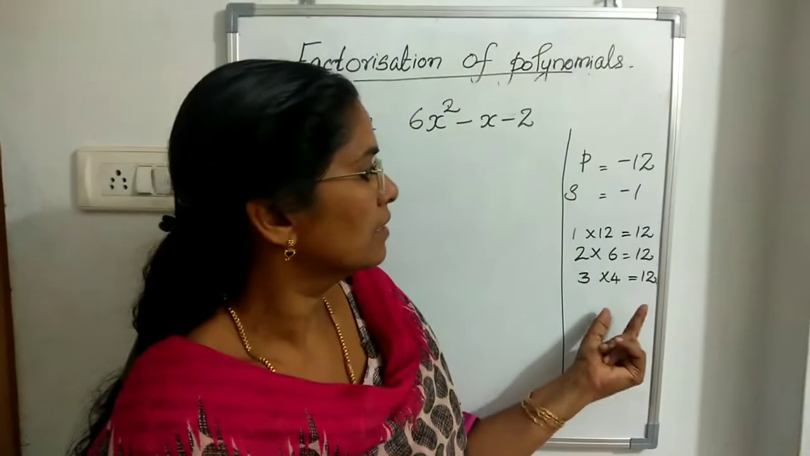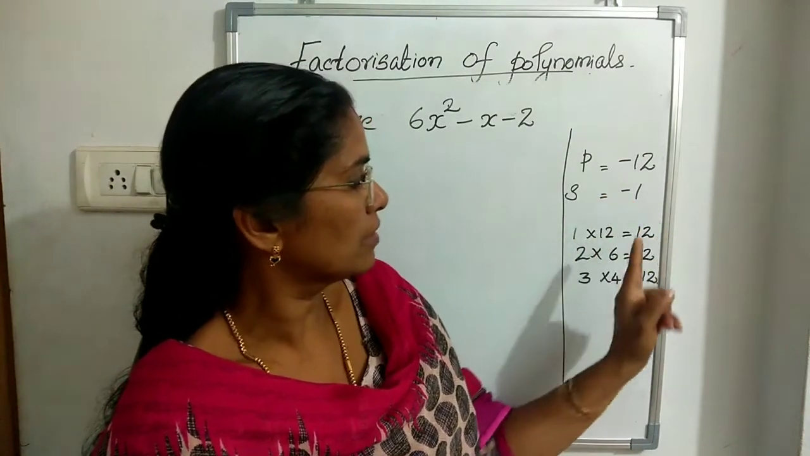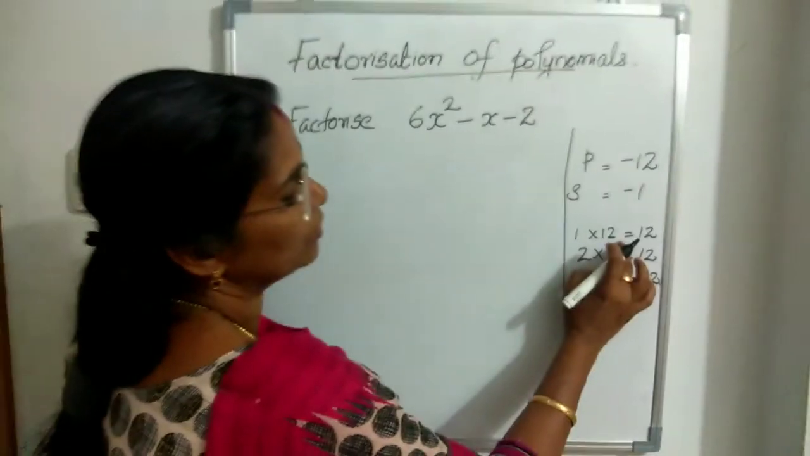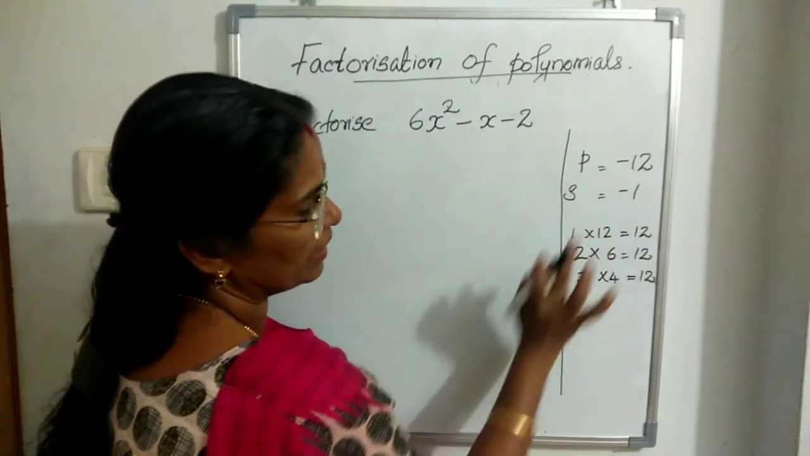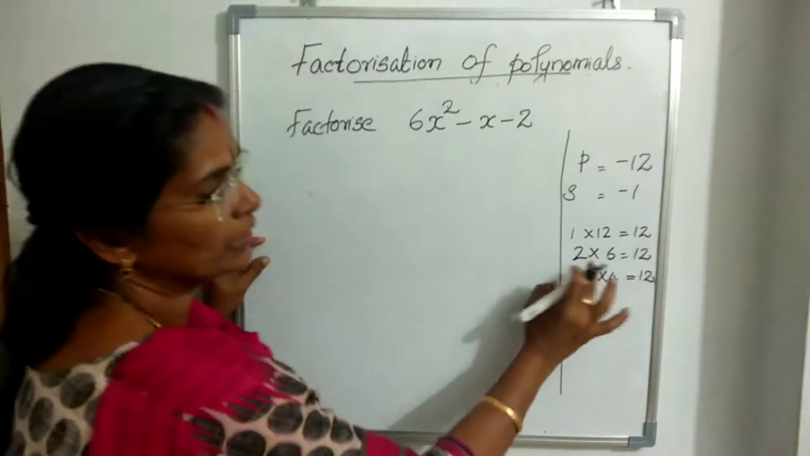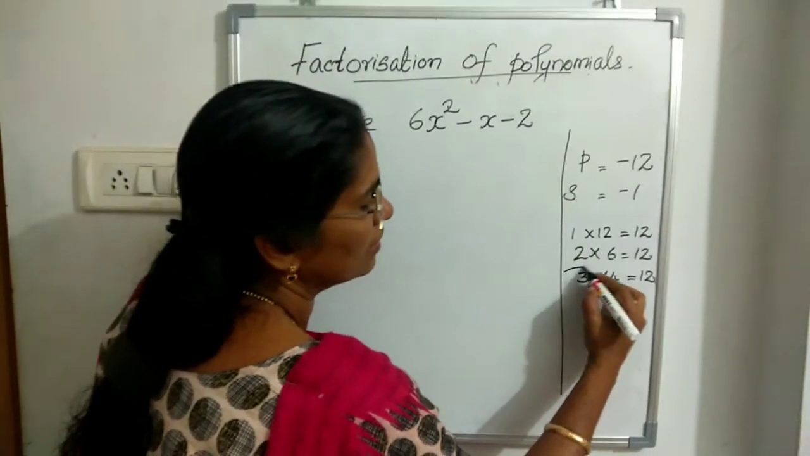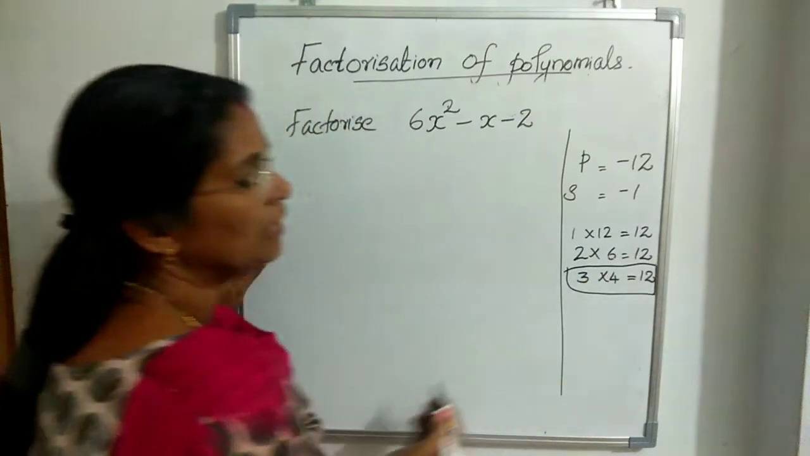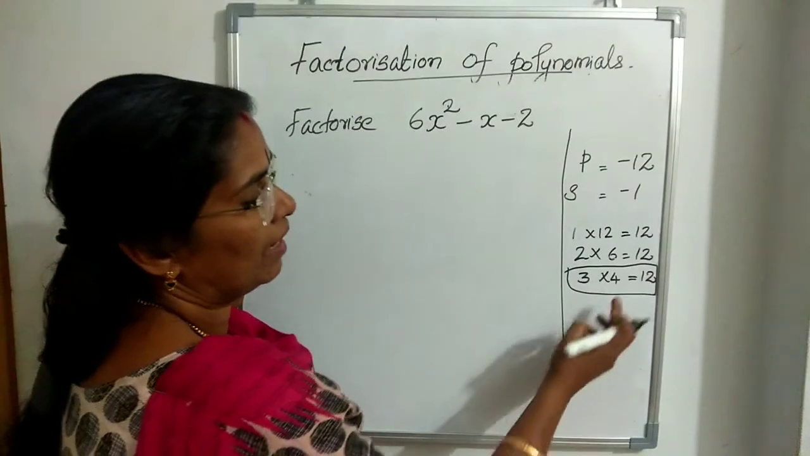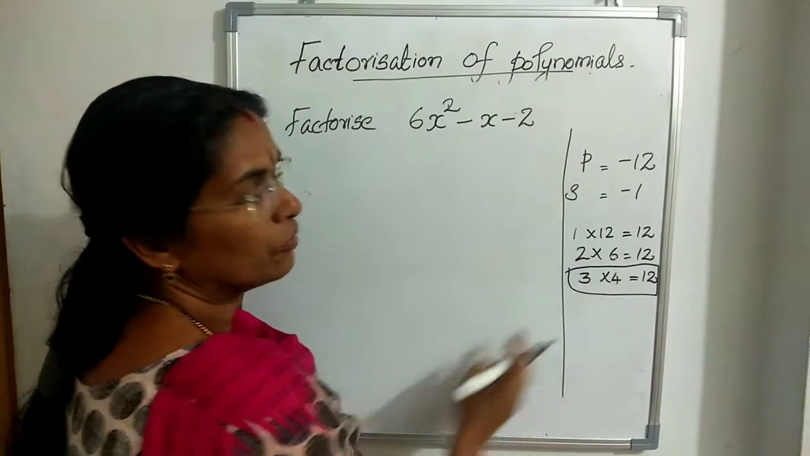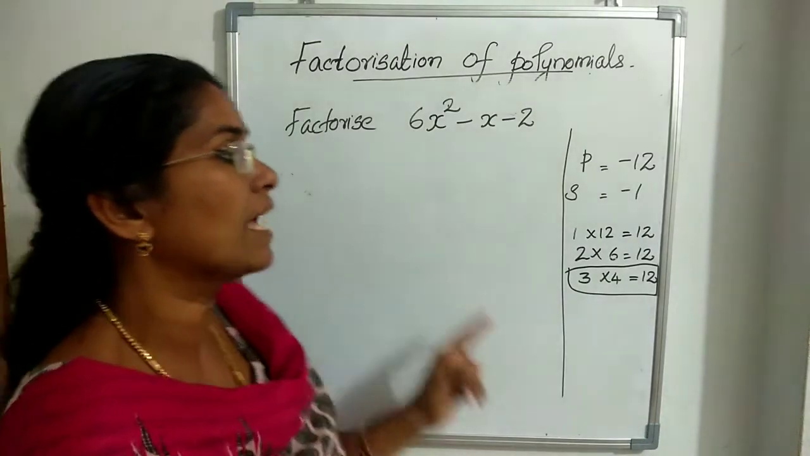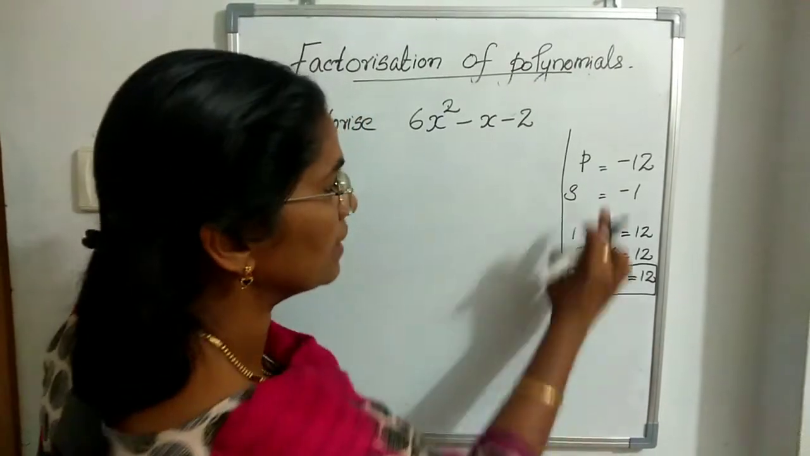Now we have to select which one is suitable for us, and the signs of the two numbers. Here 1 and 12, anyway it will not give a sum of minus 1. 2 and 6, here the difference is 4 and adding it is 8. So it is not possible. Only we can select these numbers: 3 times 4 is 12, and 3 plus 4 is 7. Otherwise the difference of 3 and 4 is minus 1 or positive 1. So we have to select the sign. That is very important.